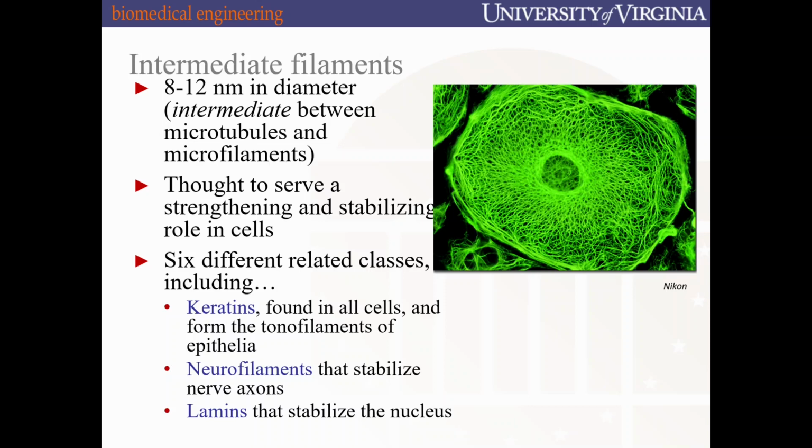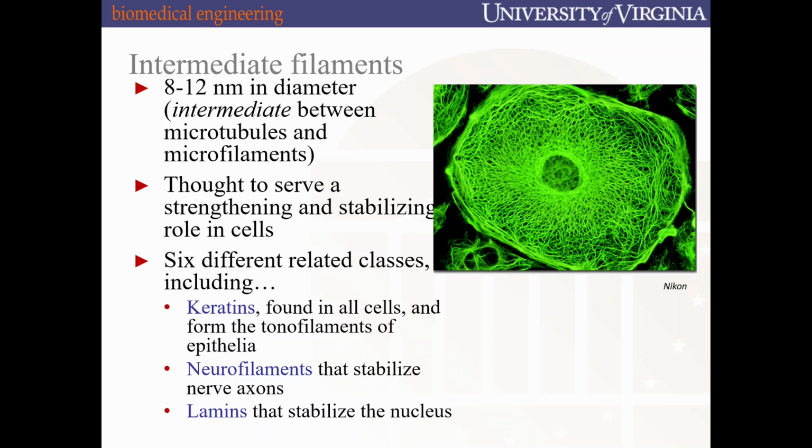I'm not going to ask you to learn all of them, but I would like you to be familiar with these 3. Keratins are found in all cells, but are especially important in the epithelial cells. As we've gone over before, epithelial cells form the outer surfaces of our body and create a barrier to the external environment. Epithelial cells exist as sheets, and keratin intermediate filaments assemble into a structure called tonofilaments that provide mechanical strength to these epithelial sheets.